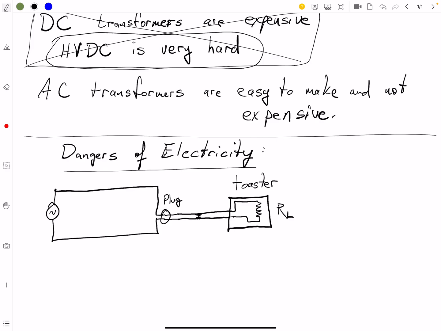Okay? And let's say that our appliance load, RL, is 35 ohms. Okay? And the wires in the cord aren't insulated. Who knows what happened? And we've got some resistance here. I'm going to call it R. This little R. That little resistance is 0.1 ohms. Okay?